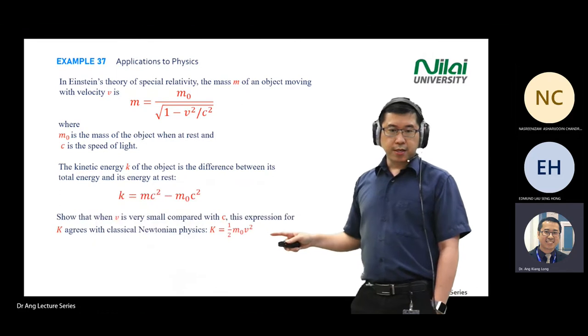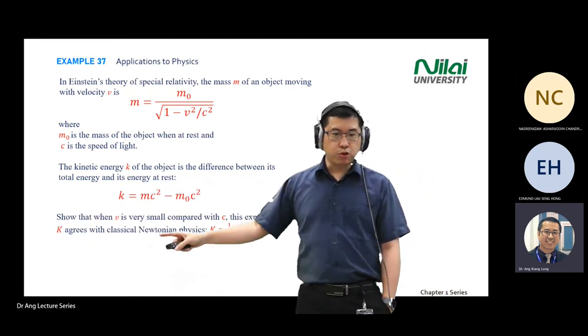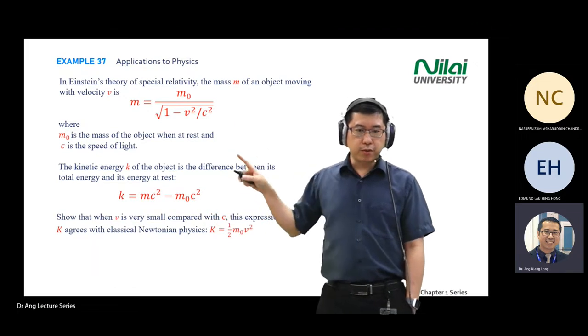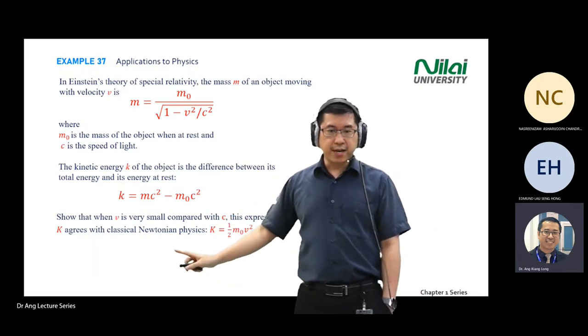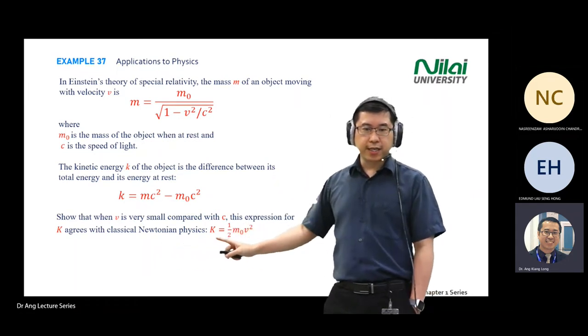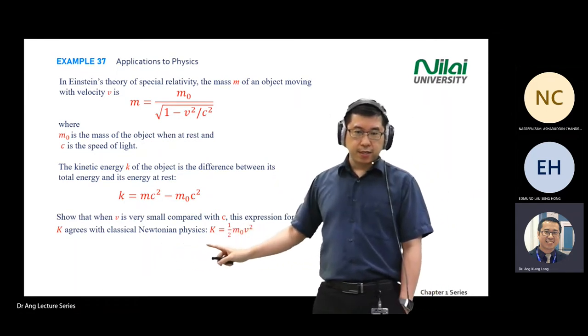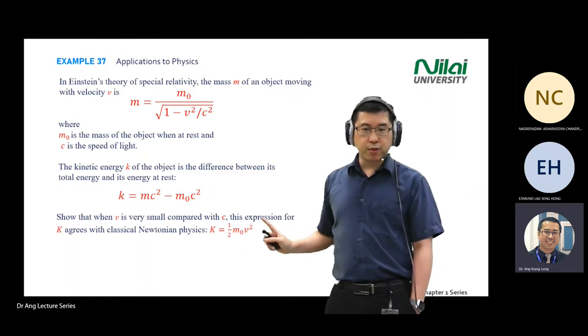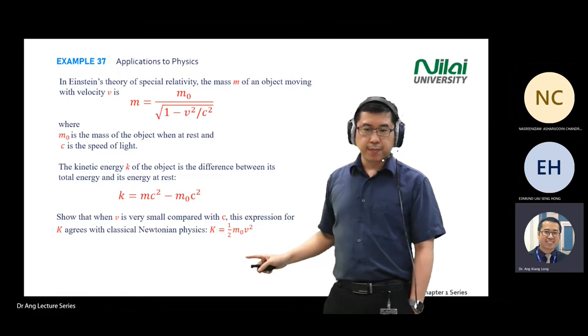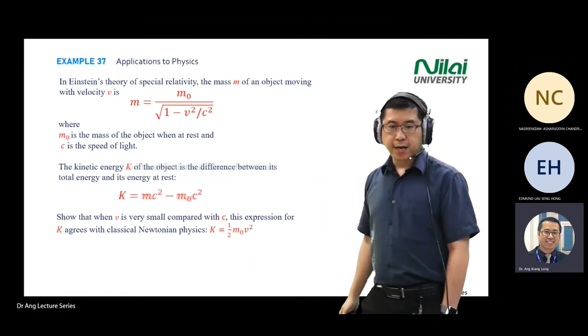The question asks you to show that by using these two equations, you can arrive at a new equation, the Newtonian kinetic energy equation that you learn in your physics: K equals 1 over 2 m v squared. This is what you learn about kinetic energy in physics class. All right, how do we prove that?